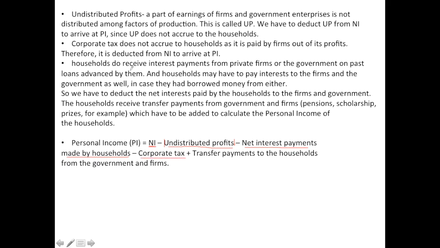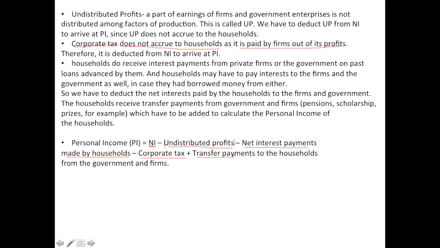Then there is corporate tax. Corporate tax does not accrue to households as it is paid by firms out of profits. It is paid by firms to the government. Households are not involved. Households are not benefited. They do not receive anything out of it. So corporate tax is also removed.